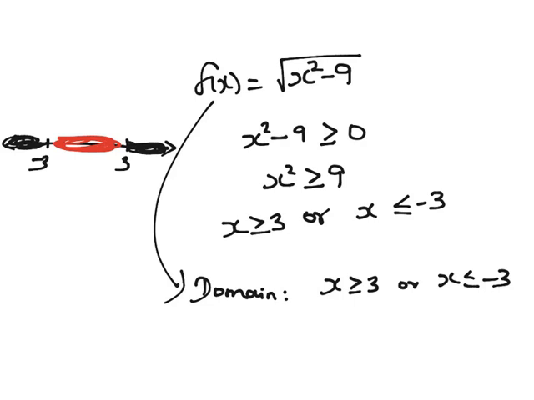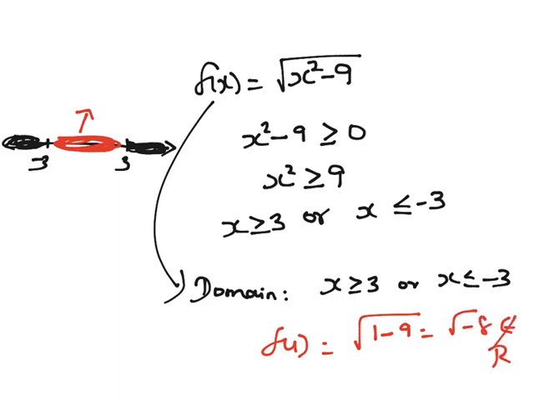To make you understand better, let me take a number here. Let's say 1 here. So f of 1 will be square root of 1 square minus 9, which is 1 minus 9. So square root of minus 8, which is not a real number. Okay. So for this function, the domain is all real numbers greater than or equal to 3 or less than or equal to minus 3.